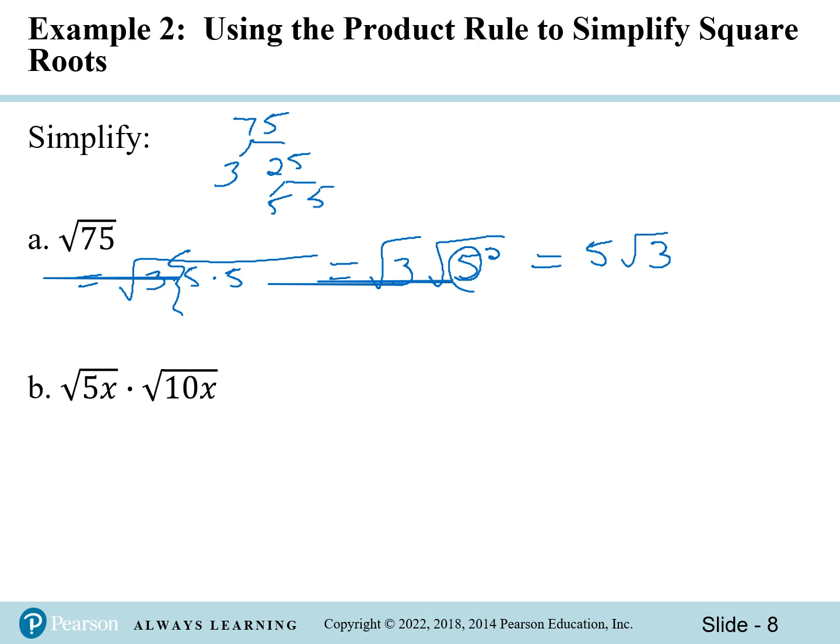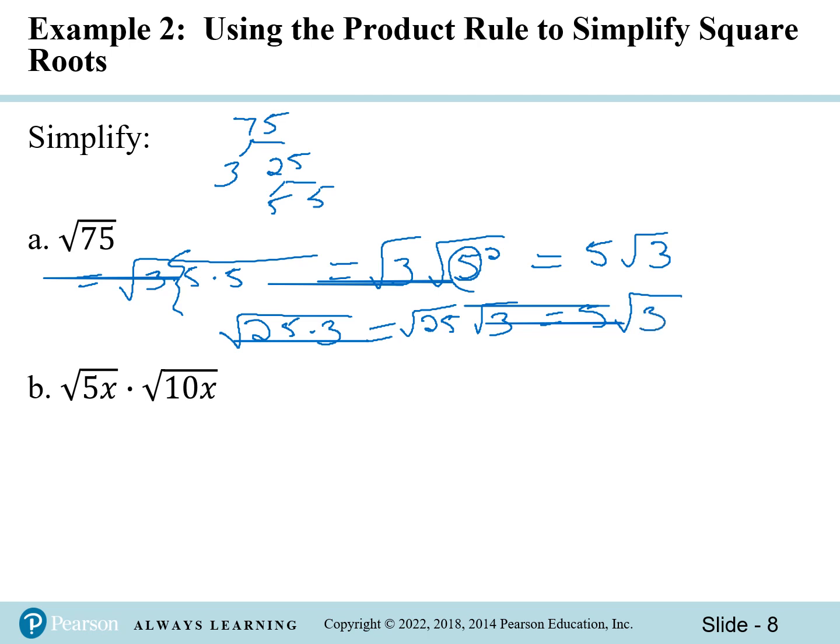The other way of doing this is if you happen to be really good at mental arithmetic, you can notice that 25 is a perfect square and a factor of 75. So you can write it as 25 times 3, and then the square root of 25 is 5, square root of 3.